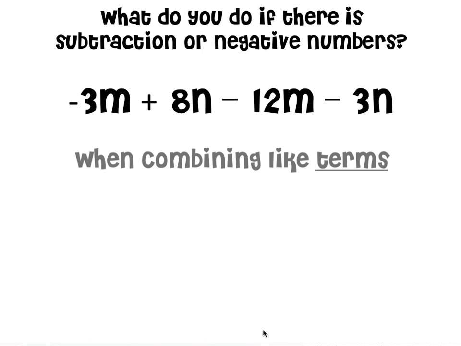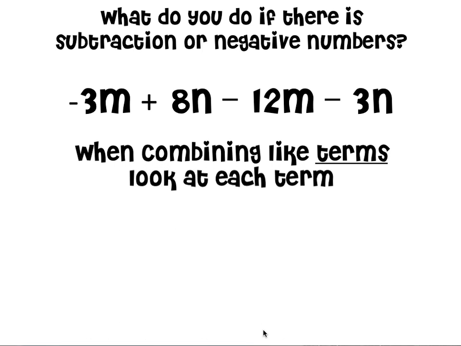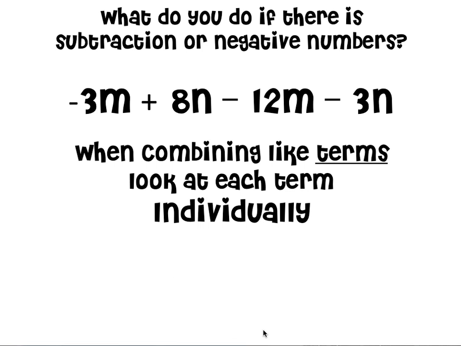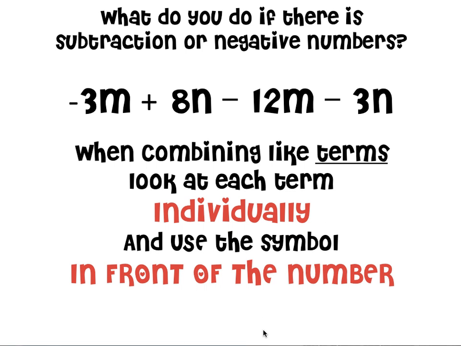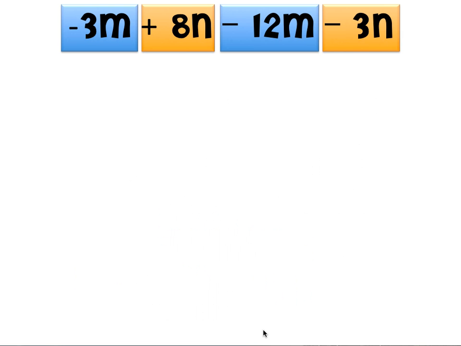Well, the most important thing to remember when you're combining like terms is that you need to look at each term individually. That's the important part. And then you need to use the symbol that is in front of the number as its sign. So how does that work? So let's use the same expression, and notice we have put in colors to represent which terms go together. So our monkeys, we made those blue, our nuggets are orange.